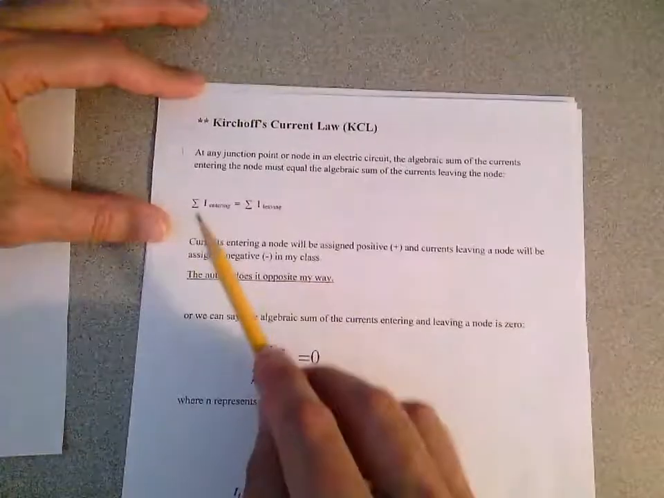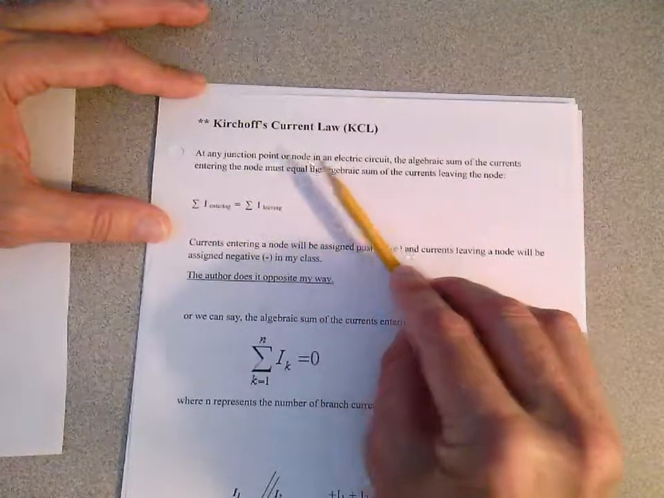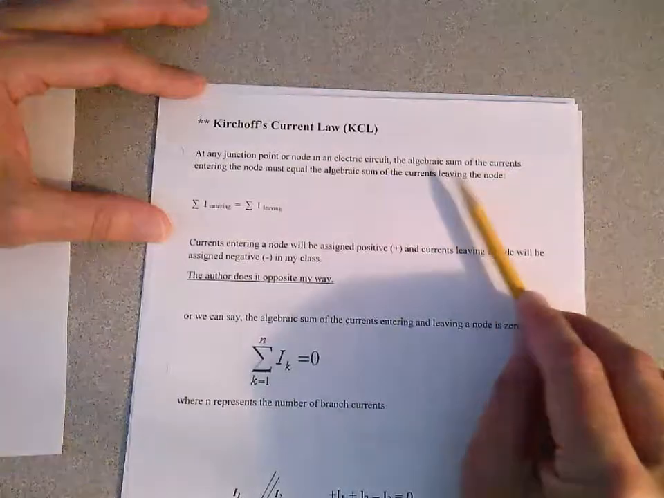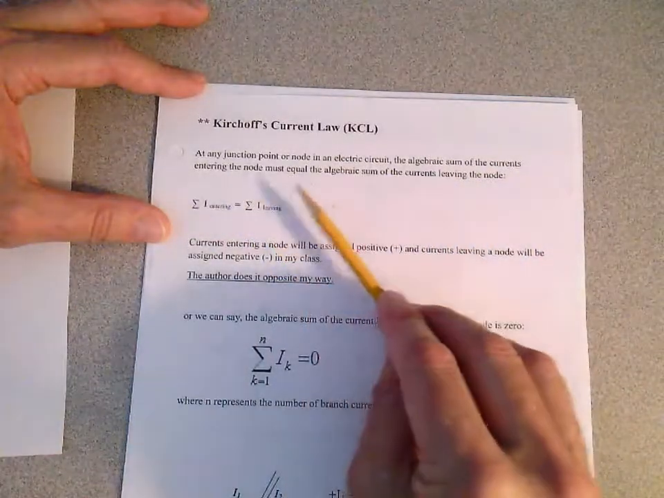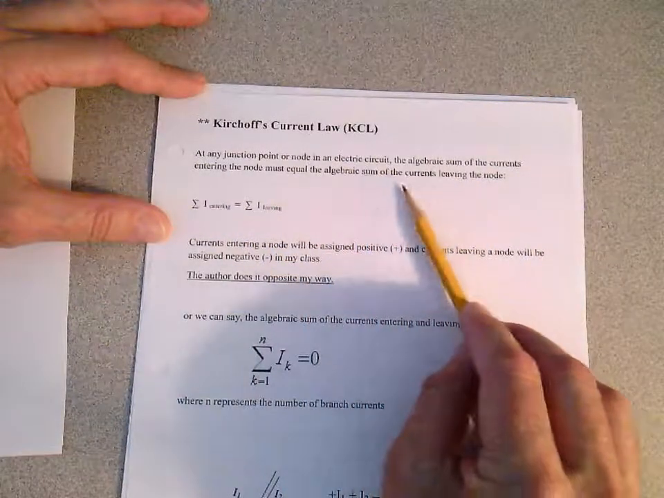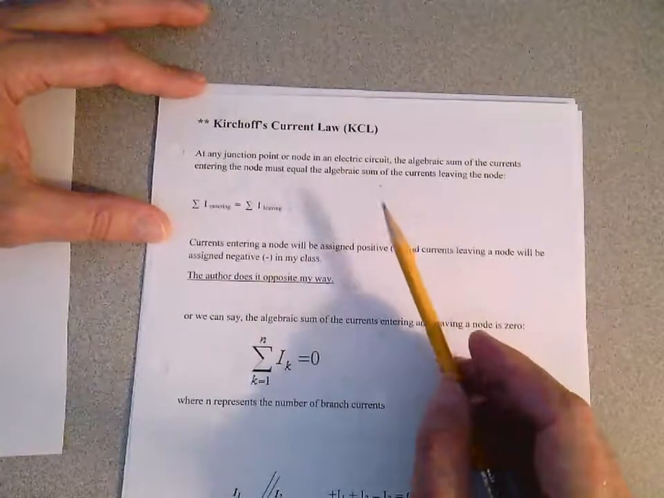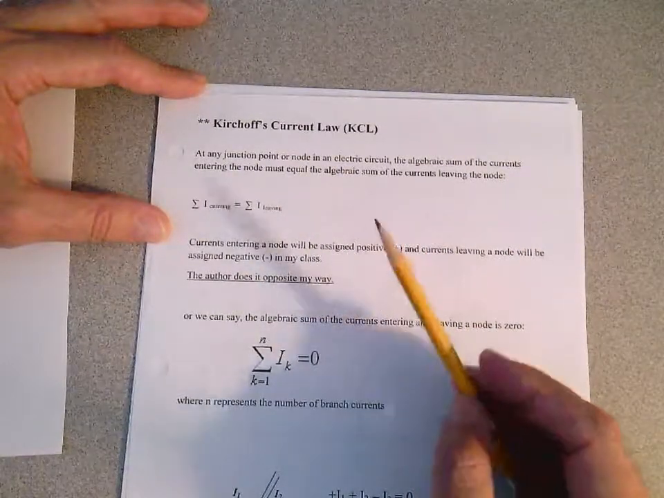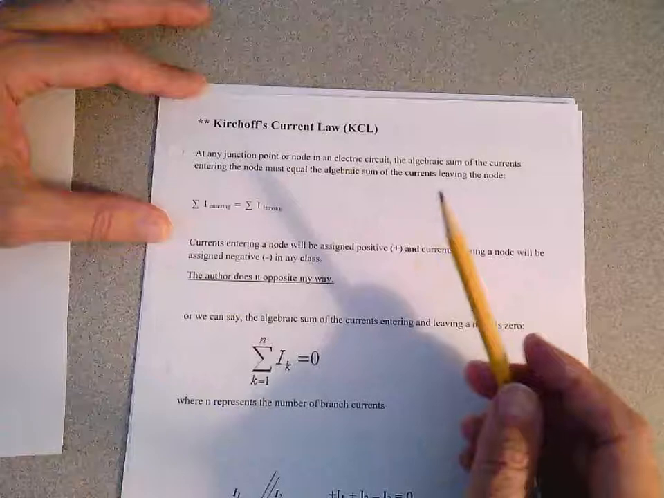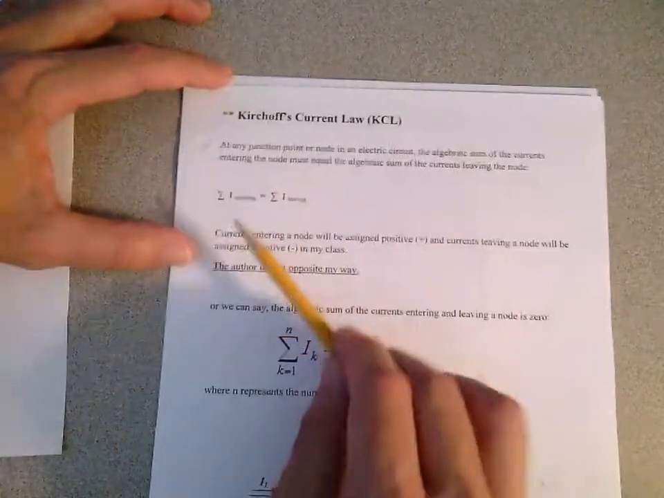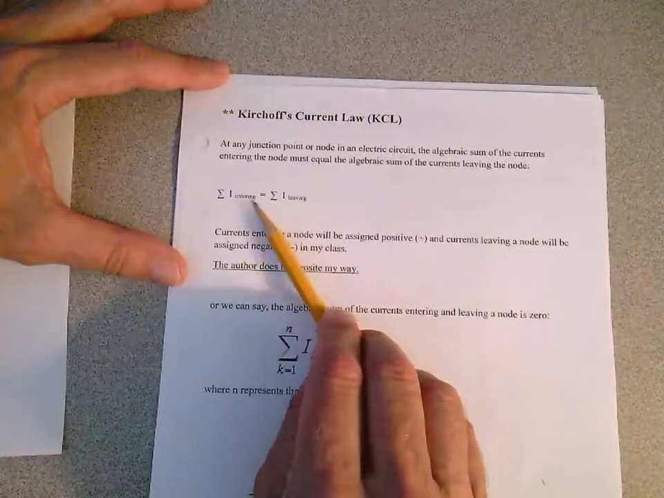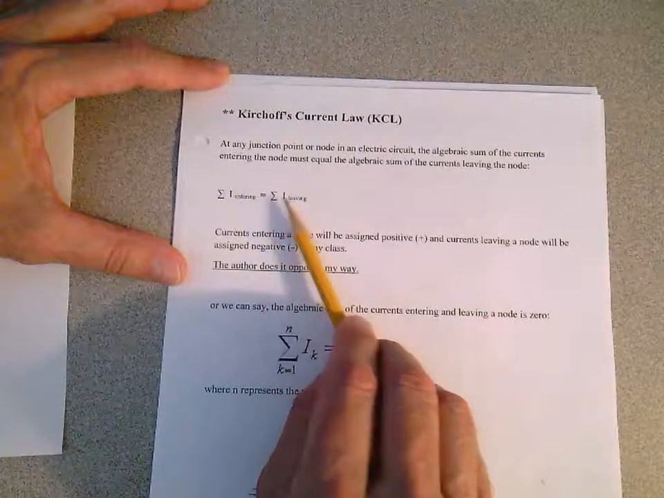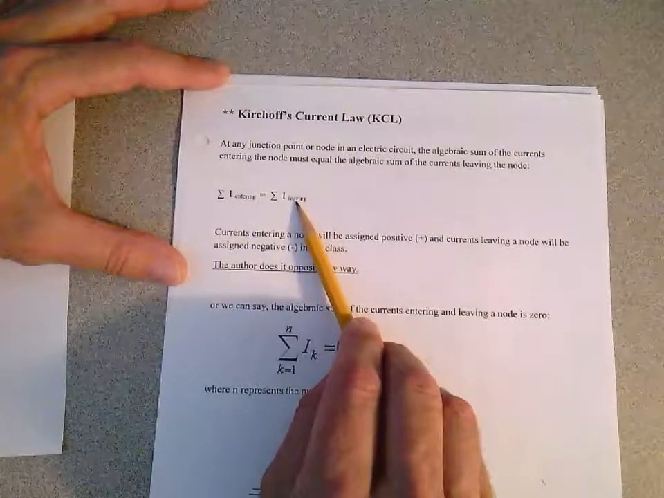Let's discuss it. At any junction point or node in an electric circuit, the algebraic sum of the currents entering the node must equal the algebraic sum of the currents leaving the node. Think of that. If you take a point in an electrical circuit, any currents coming into that point have to equal the currents coming out. And it can be shown mathematically this way. The currents entering have to equal the sum of the currents leaving.